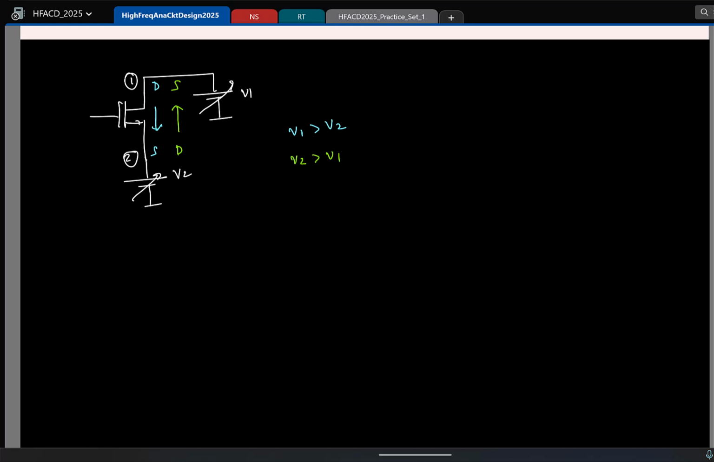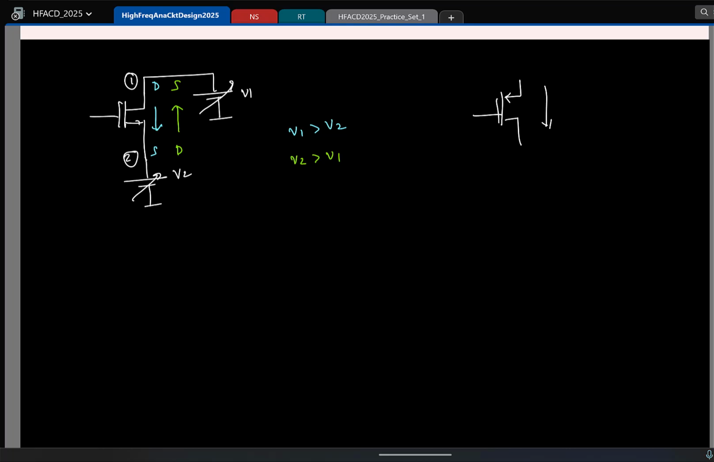So the same thing will happen for PMOS. In a PMOS, the terminal with the higher potential is source. Because in a PMOS, the current flow is from source to drain. So the terminal with the higher potential is called source. That's all. Otherwise, there is no big distinction between these two terms.